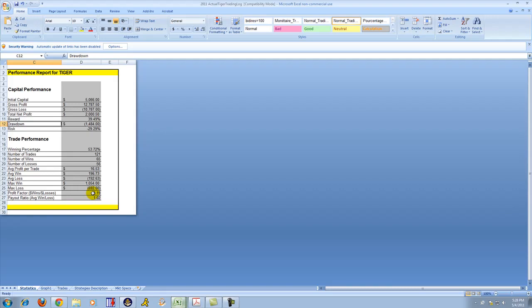And even with a 1.19 profit factor, notice that we're up $2,000.50. Now that's after commission costs, by the way. So after all commission costs are out of the way, we're up $2,000.50. We add those two together, and that's where our account balance is, $7,066.50 as of May 4th, 2011.